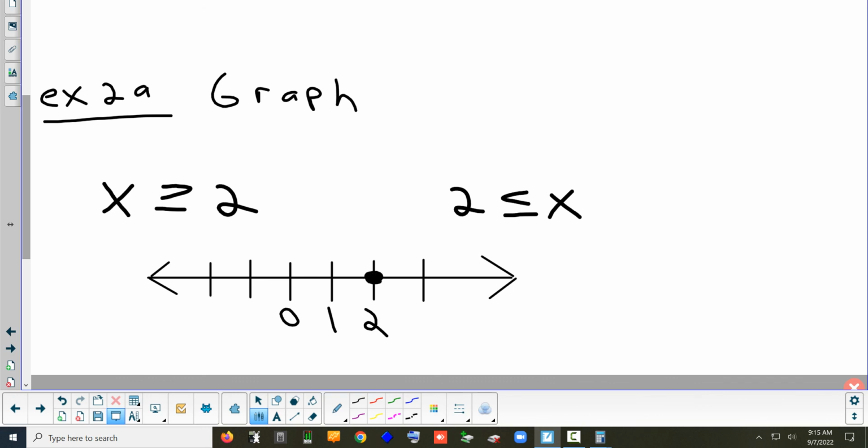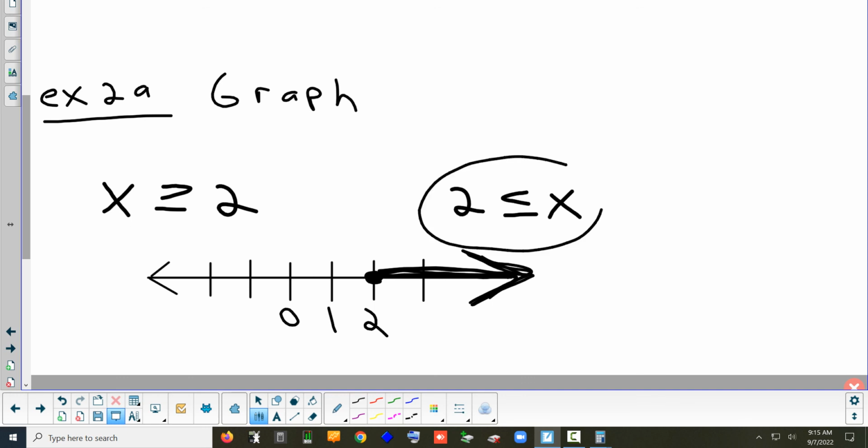And can you tell me which way I shade if I want to shade all the numbers that are greater than 2? If x is greater than 2, you're going to want to circle all numbers greater than 2. Which is which way? To the right. Yep, good. So we're shading everything greater than or equal to 2.